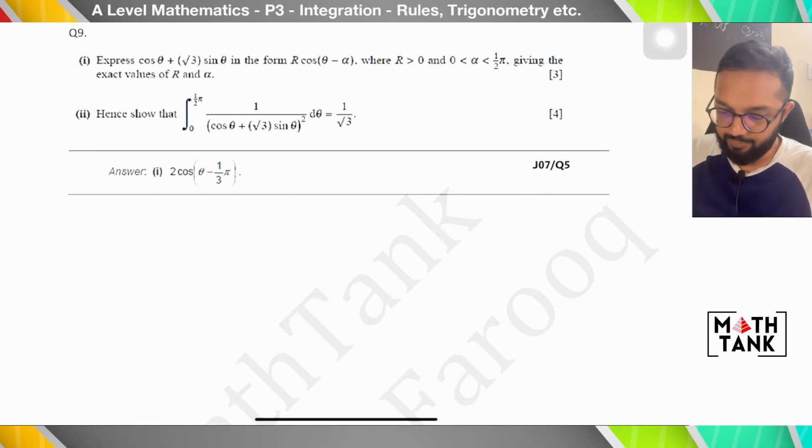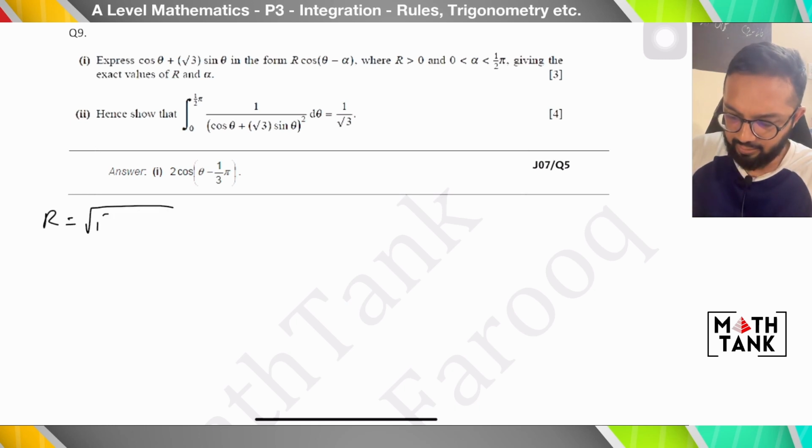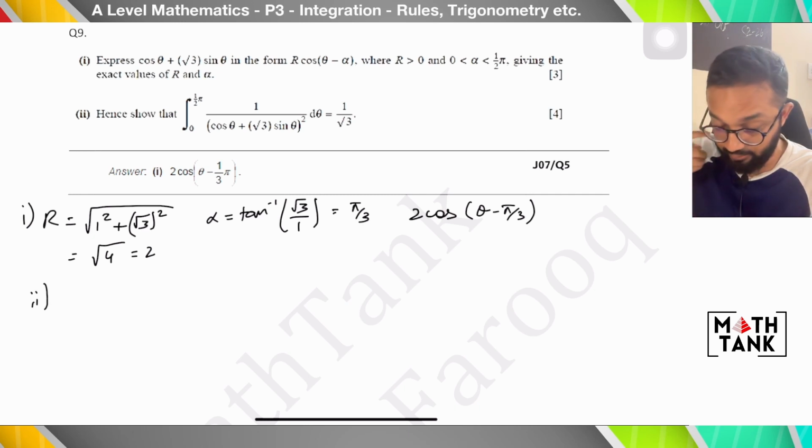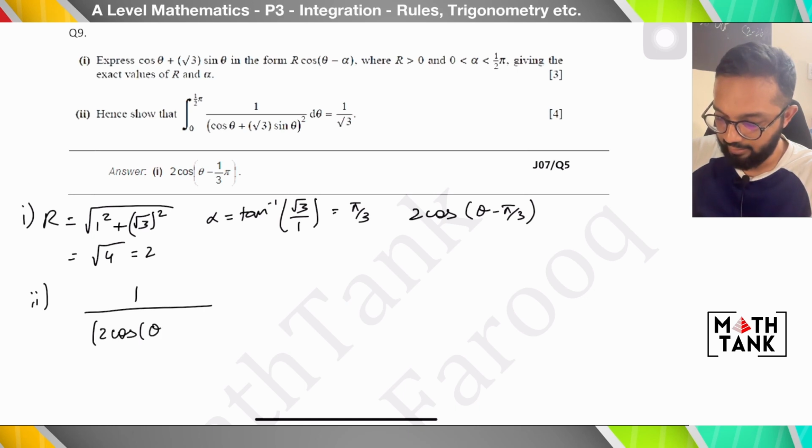Let's look at this next one. Express this in the form that, so I know that r can be found by just taking the coefficients. We've done this in trigonometry. That gives me 2, and alpha is tan inverse of b over a, root 3 over 1, which gives me pi over 3. So my expression is basically 2 cos theta minus pi over 3 for part 1. For part 2 it says hence show that this. So if I notice, I can replace this with 2 cos theta minus pi over 3 squared.